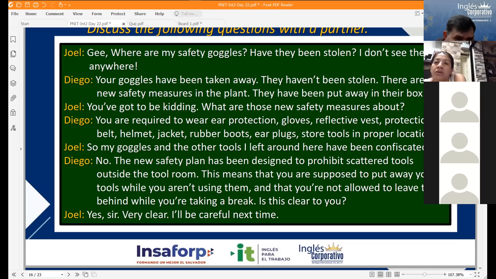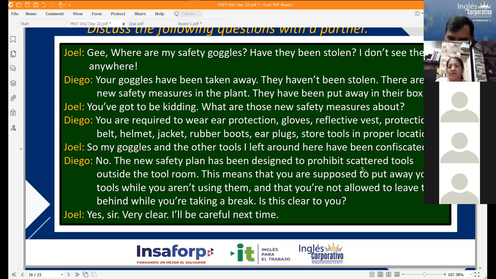You're required to wear ear protection, gloves, a reflective vest, protection belt, a helmet, a jacket, rubber boots, earplugs. Store tools in proper locations. So my goggles and the other tools I left around here have been confiscated. No, the new safety plan has been designed to prohibit scattered tools outside the tool room. This means that you are supposed to put away your tools while you aren't using them, and that you're not allowed to leave them behind while you're taking a break. Is this clear to you? Yes, sir, very clear. I'll be careful next time.